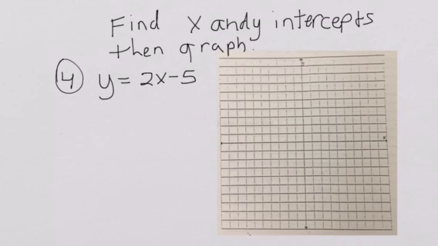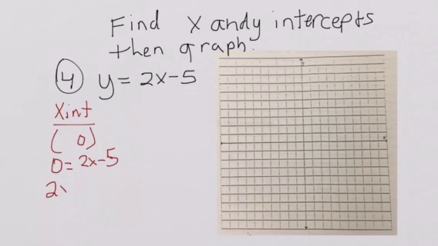Find the x and y intercepts and then graph them. All right? For the x-intercept, I know that my y is going to be 0. So I'm going to go ahead and plug in 0 is equal to 2x minus 5. Is the variable on the left? It's not, so I'm going to use symmetrical. 2x minus 5 is equal to 0.